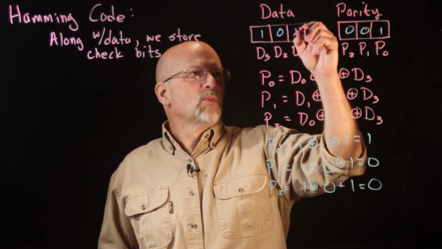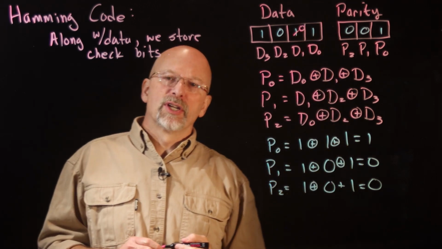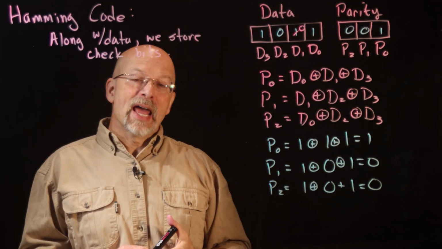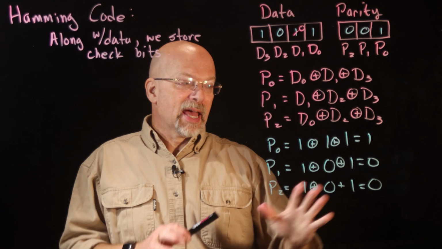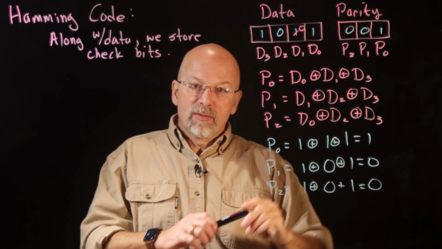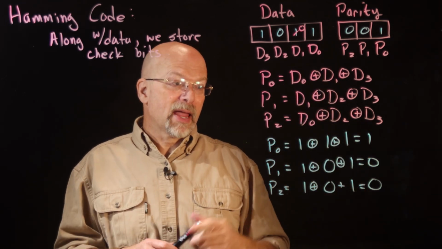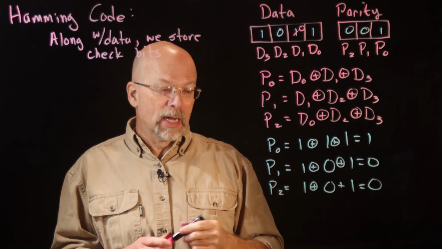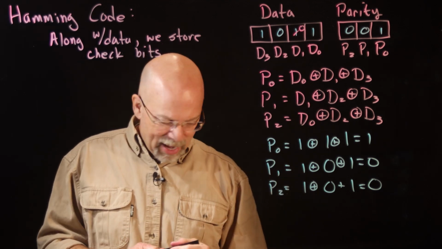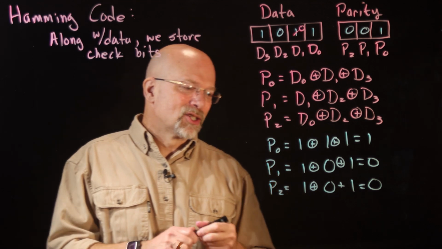Let's say that D1 was flipped to a 0. Now let's do our calculation again. We don't know the original value. All we know is we're going to calculate P0, P1, P2 again. And in the space that I've got left on this board, let's try this.